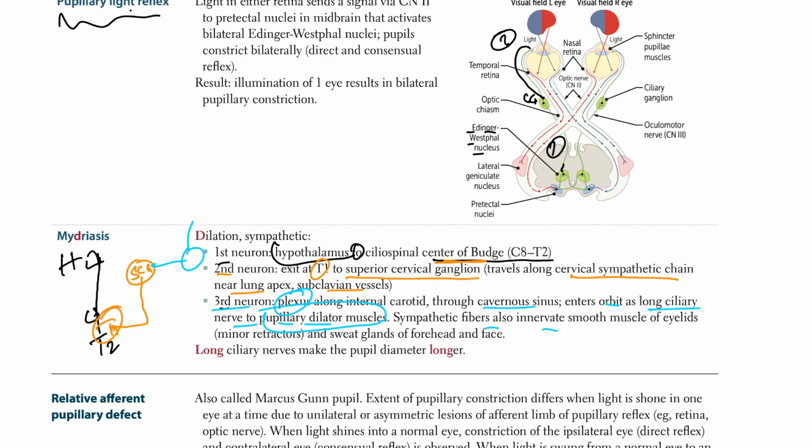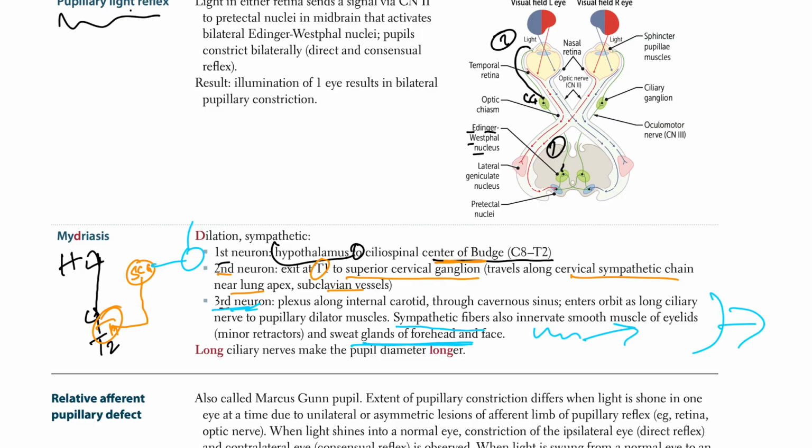Sympathetic fibers also innervate smooth muscles of the eyelid, minor retractors, and sweat glands of the forehead. Okay, this is important. Let me read it one more time. Third order neuron. Sympathetic fibers also innervate smooth muscles of the eyelid, which are the minor retractors of the eyelid, sweat glands of the forehead and face. And this will come next, what we'll see in Horner syndrome, how it's going to show up.